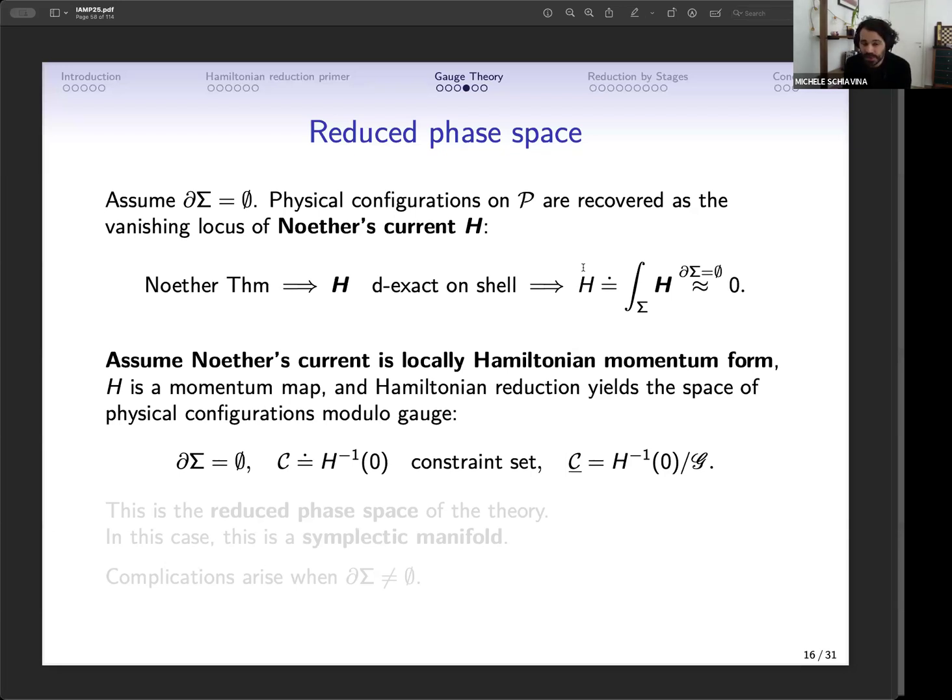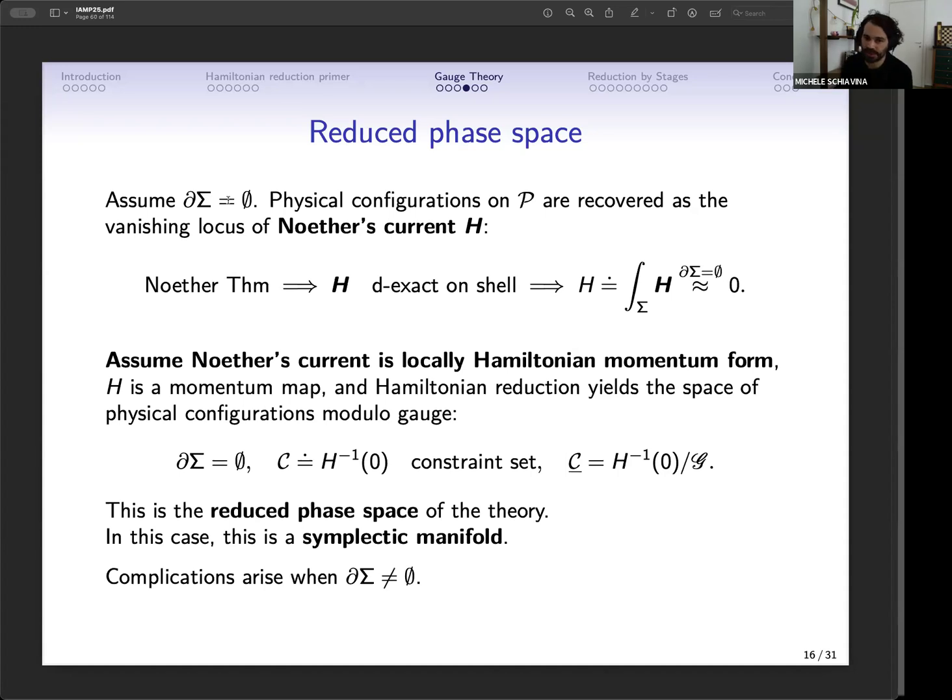So if H is a momentum map, we know that physical configurations are the zero-level set of the integral of this Noether current. This is going to be our constraint set, and the reduced phase space is going to be the Hamiltonian reduction at level set 0, remember what I did before with 0, so level set of 0 modulo the gauge group. And again, this is the reduced phase space of the theory, and it is a symplectic manifold. But I have assumed that the boundary of sigma was empty.